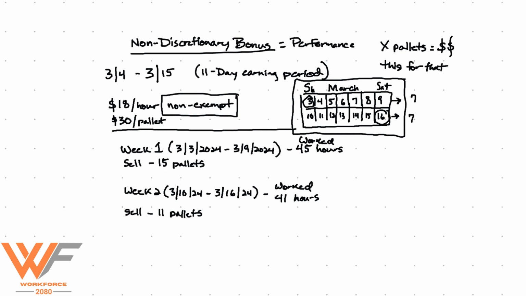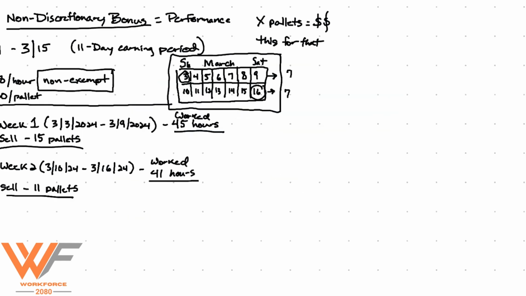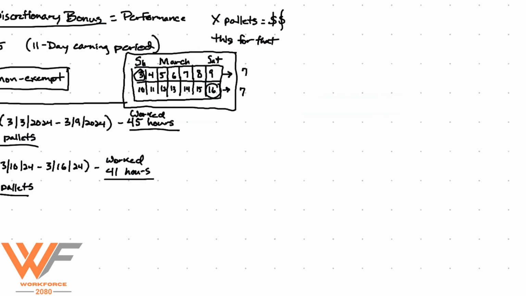So what I did is I broke down 2 examples. The first one is week 1, where you worked 45 hours. This is just making fake numbers, and you sold 15 pallets. And then the next week you sold 11 pallets and worked 41 hours. So I want to work some math for you real quick, just so you know how this works. Let's just say, for sake of argument, you work 45 hours and your hourly rate is $18 an hour.